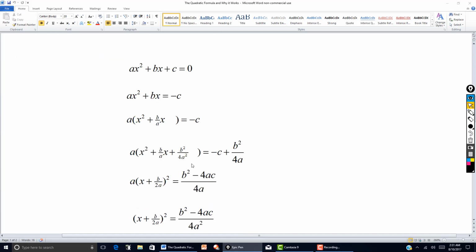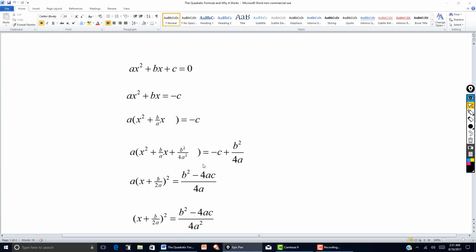So this middle part right here, the expression in the parentheses, now becomes a perfect square trinomial, because I'm looking inside the parentheses, so there is a 1 on the x squared, and the third term is the square of half the b over a. Okay, so that should be a perfect square. So now we have to add the same thing to the other side.